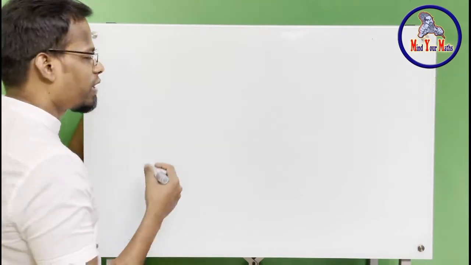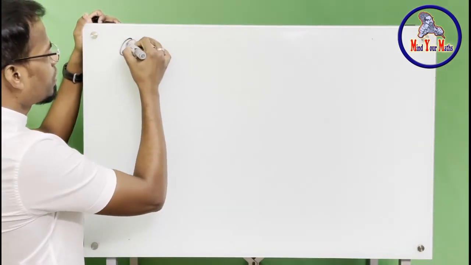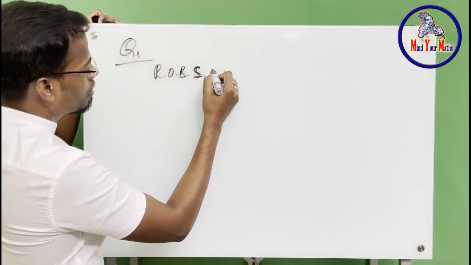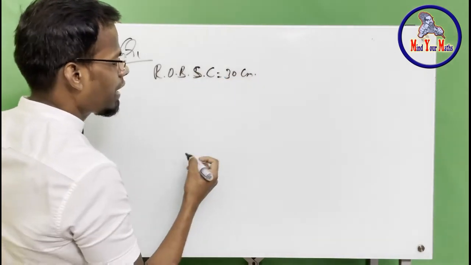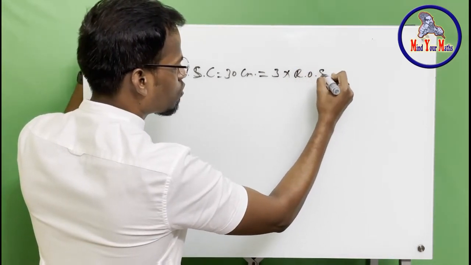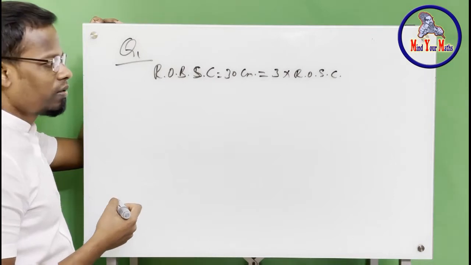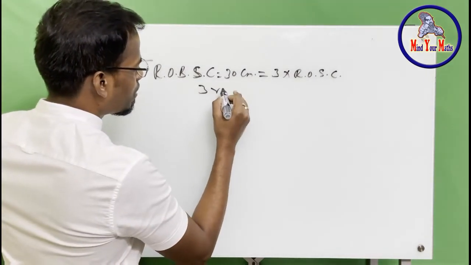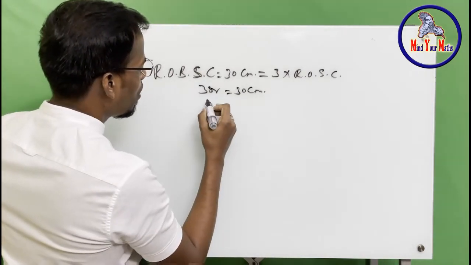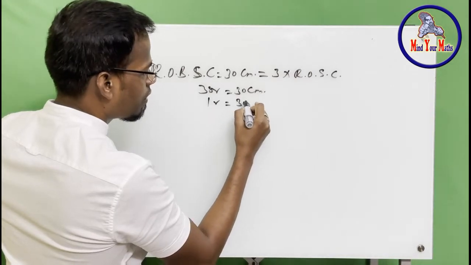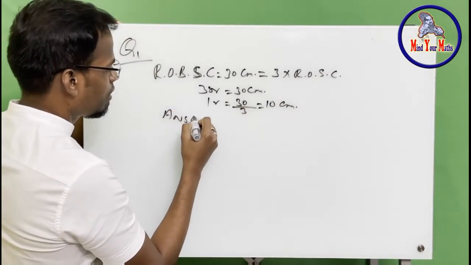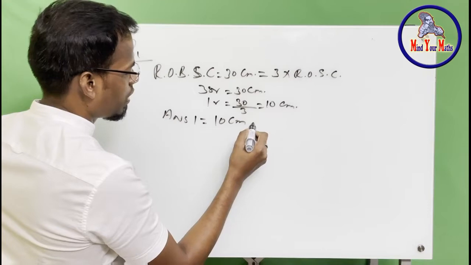To find the answer for the first question, the radius of the big semicircle is 30 centimeter, which is equal to 3 times the radius of the small circle. That's what we just saw. So 3 times the small radius equals 30 centimeter. Now what is one radius in that case? 30 divided by 3, which is 10 centimeter. So that is the answer 1. Answer 1 is 10 centimeter.